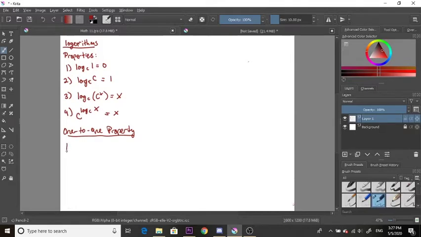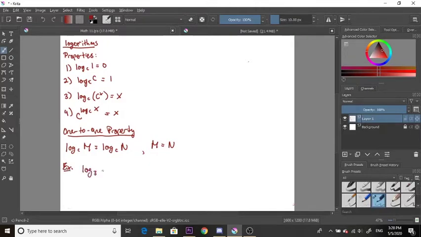Now this states if you have log base c of m equal to log base c of n, notice how the bases are the same. This means that your m will be equal to the n. Now you're kind of wondering, why might this be useful? Well, this is very useful when you're trying to solve for an unknown variable. Let's take a look at an example.